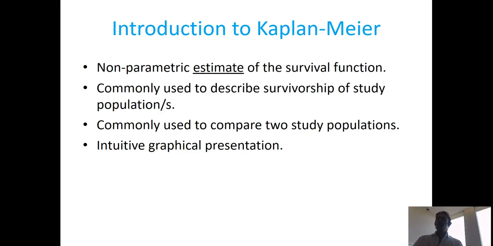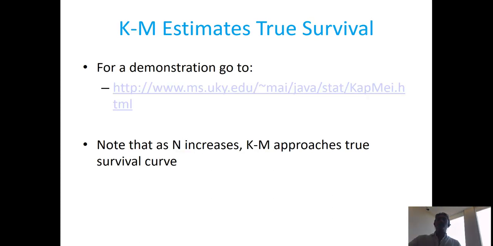And we usually use it to describe the proportion of people who are alive in a study, but it doesn't have to be. We can use it for any particular outcome, not just death. And usually we use it to compare two outcomes, like a drug versus a placebo. And it gives us a very easy graph to look at very quickly and understand what's going on.